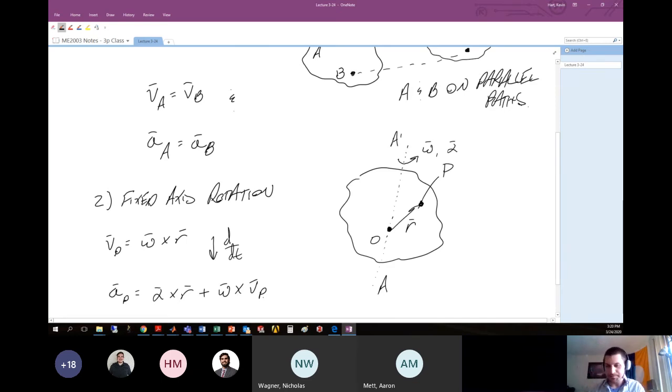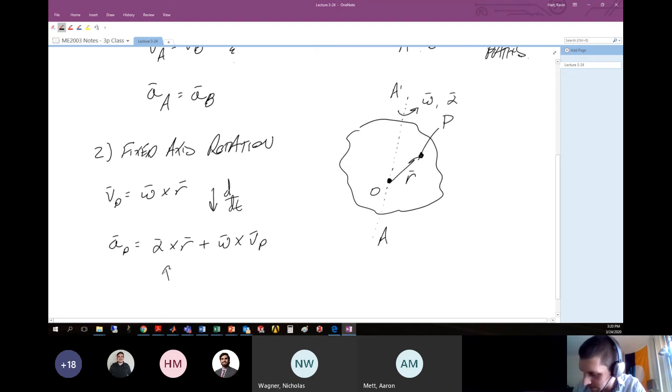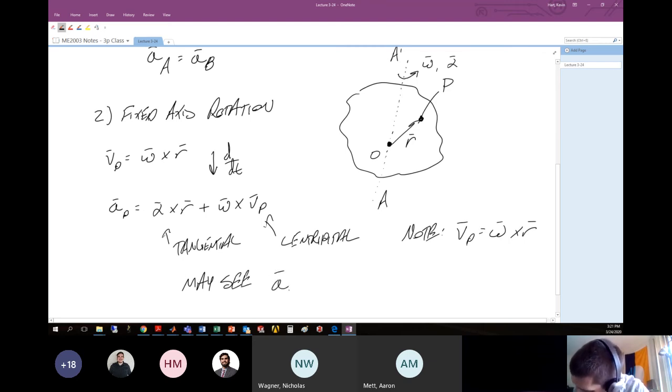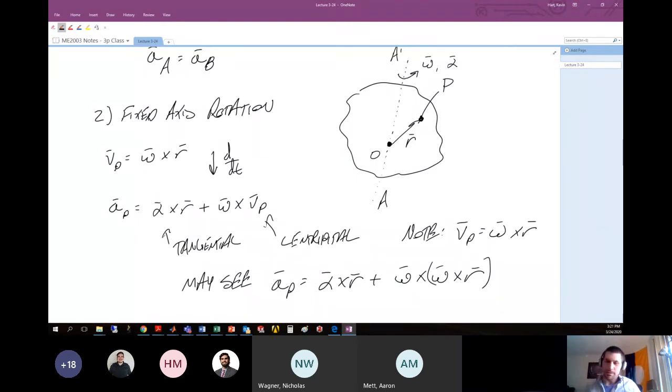All right, so we have this two-part acceleration, where this is the tangential portion of the acceleration, and this is centripetal. One thing to note is that we can write the velocity of point P as omega cross R. So you may see the acceleration of point P written as the angular acceleration alpha crossed with the position vector R plus omega cross the velocity written in its original terms, omega cross R, where this might be segmented by parentheses. So that's where we left off with translation and fixed axis rotation.